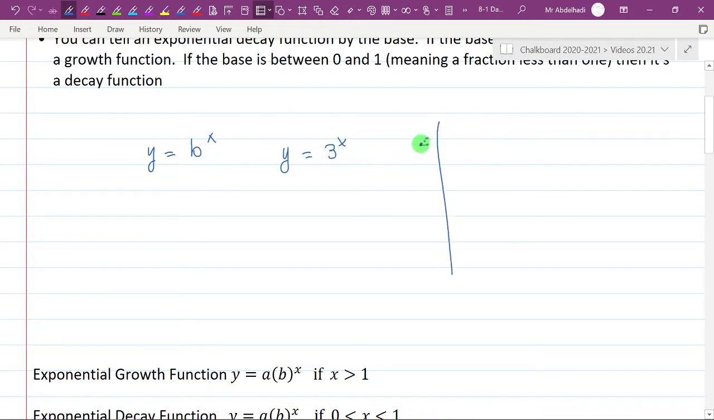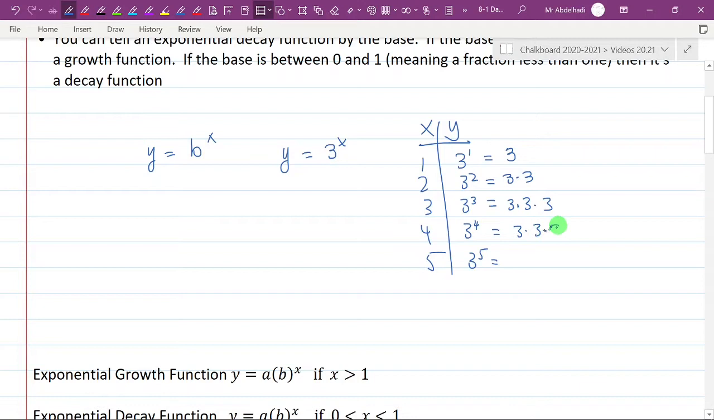And as you make a table for something like this, you have, let's say 1, 2, 3, 4, 5. This is going to be 3 to the power of 1, 3 to the power of 2, 3 to the power of 3, 3 to the power of 4, and 3 to the power of 5. And what that really means is, if you think about it in terms of multiplication, this is 3, this is 3 times 3, this is 3 times 3 times 3, and you get the idea here, right? Like that. So this is growing. It's getting bigger and bigger because you're multiplying a number that's greater than 1 times itself over and over again.